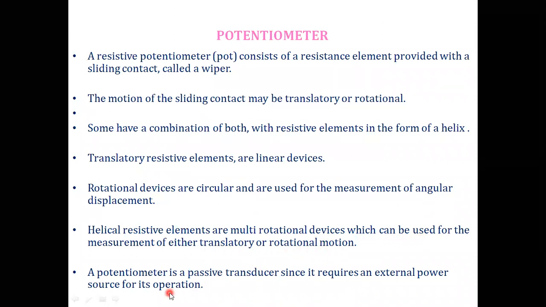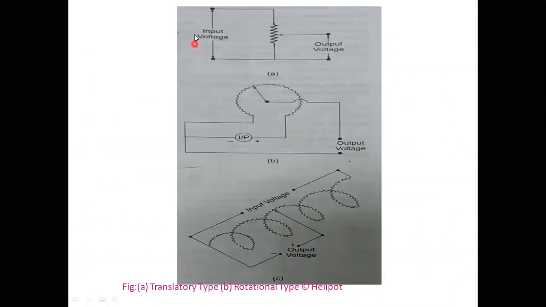rotational motion also. A potentiometer is a passive transducer, since it requires an external power source for its operation. This is the input voltage. We give some input voltage and, by moving the sliding wiper or slider, I acquire the output signal. Similarly here, with rotation of the wiper, the input signal is provided and I acquire some output signal. Upon this helical shape, depending upon the slider movement, I acquire the output voltage here.